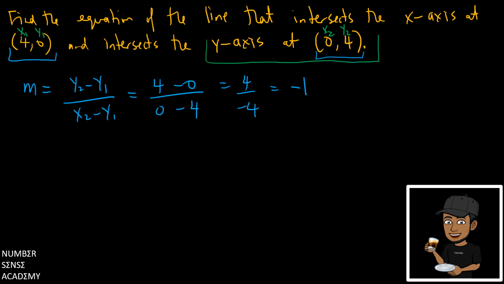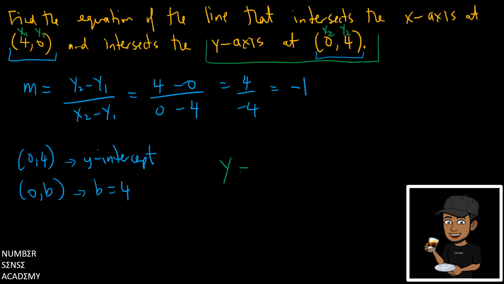So 0, 4, this is the y-intercept, which means that b is equal to 4. So my equation is done. So my equation becomes, if I put it in slope-intercept form, y equals negative 1x, or negative x, we don't normally write the 1, plus 4. And that's the equation.